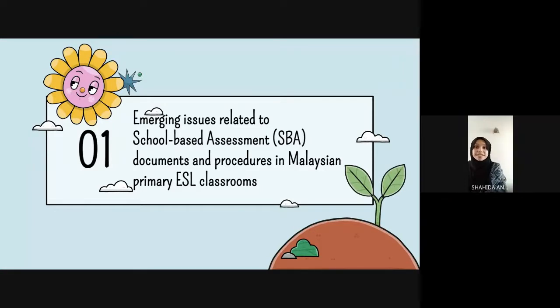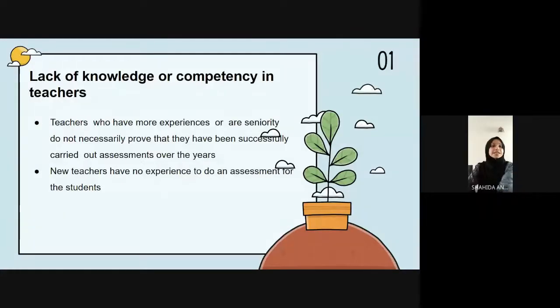So, for emerging issues related to school-based assessment, documents and procedures in Malaysian primary ESL classrooms, number one is lack of knowledge or competency in teachers. Teachers who have more experience or seniority do not necessarily prove that they have successfully carried out assessments over the years. New teachers have no experience doing an assessment for the students, meaning they may learn about assessments, but they haven't tried it with students yet.